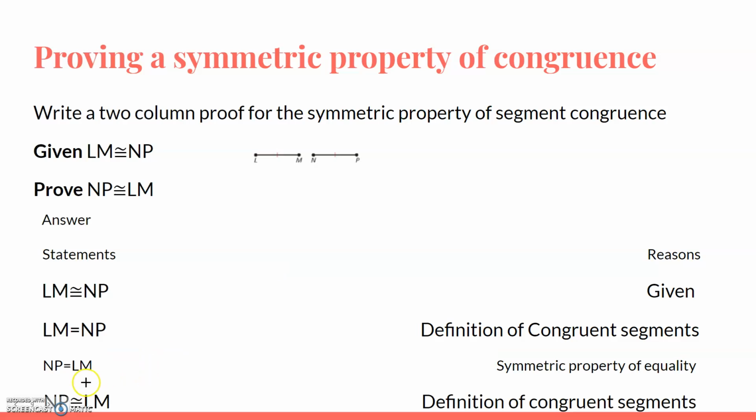And then lastly, NP is congruent to LM. That's the definition of congruent segments. You're just flipping these. It's the same thing, but you're just flipping the order. So this should have been pretty easy, seeing as we just learned about this. But if it wasn't, give it another shot and see if you can do it.